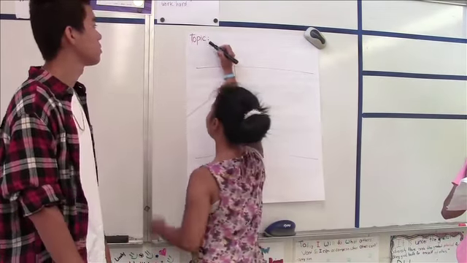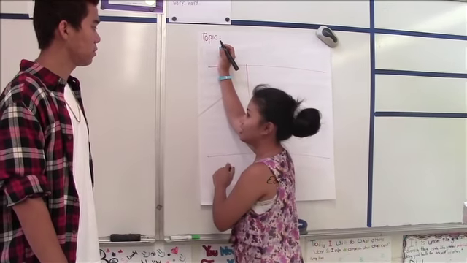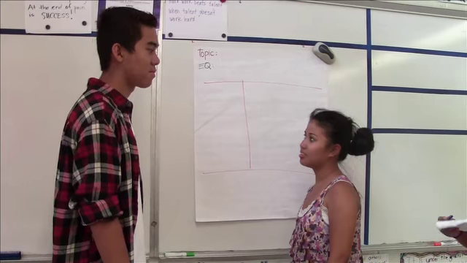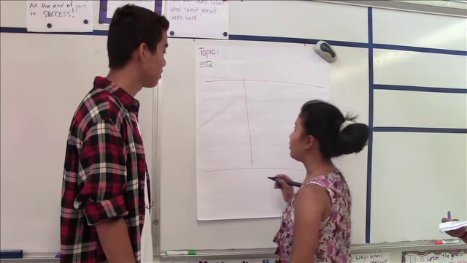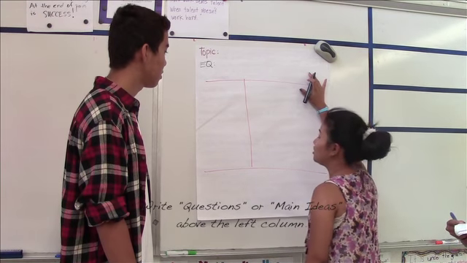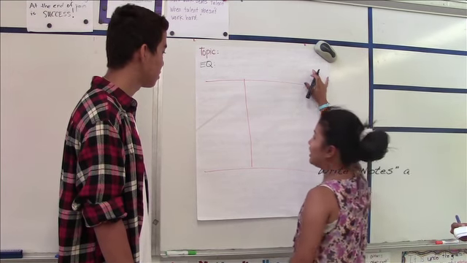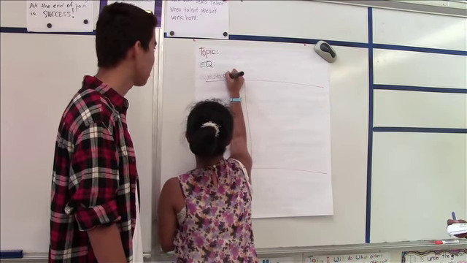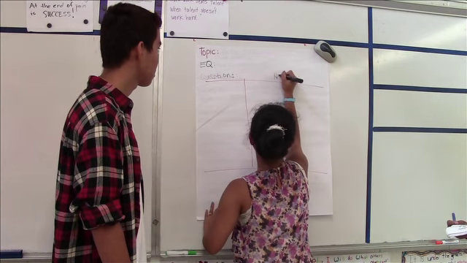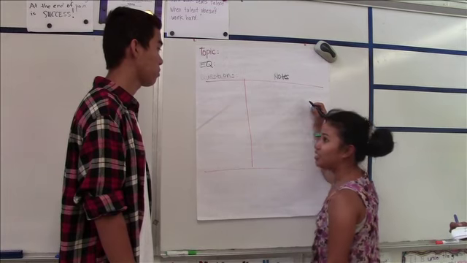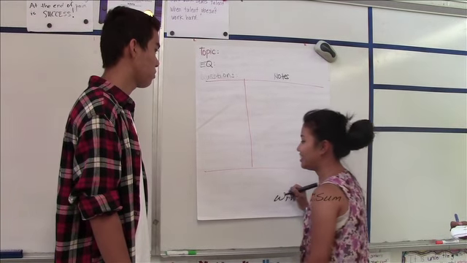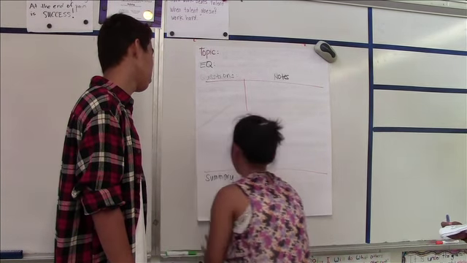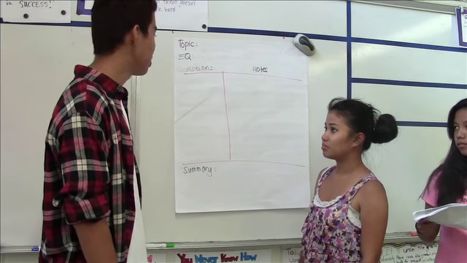Next, write topic here and EQ for essential question right under that, like this. You can also write questions above your left column and notes above your right column, just like this. And then you can write summary at the bottom, just like this. Okay, that sounds easy. Then what?